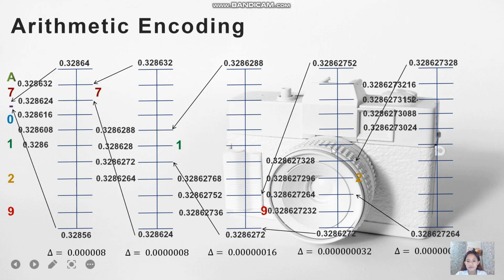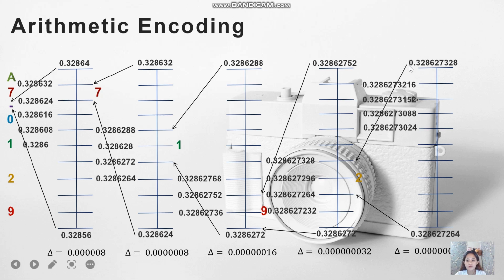So you add it on every level. So we got 0.328627264 for the lower boundary of number 2 and 0.328627328, which will be the upper boundary of number 2. And we expound it again, focusing on the end of our file.